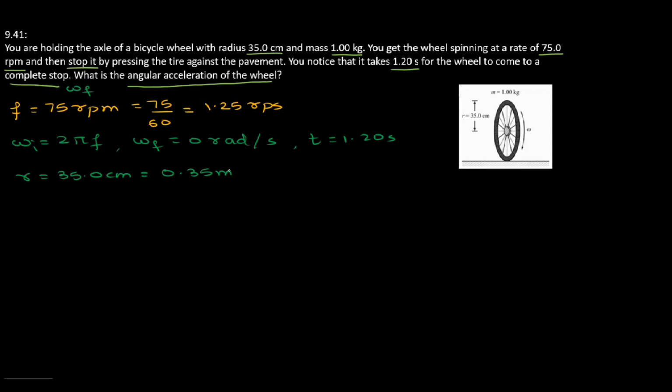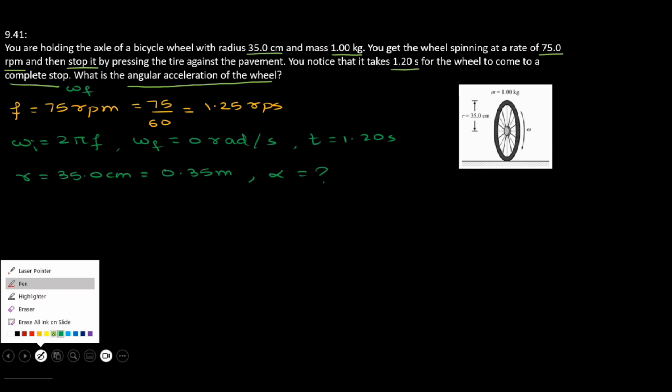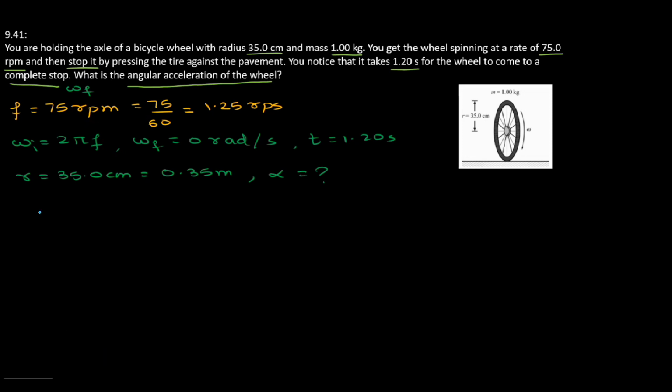Question wants me to find what is the angular acceleration alpha. Now the rule for calculating alpha is angular acceleration alpha is equal to change in angular velocity over the time. Change in angular velocity can be written as final angular velocity minus initial angular velocity over the time taken. My final value is 0. Initial you can get by multiplying 2 pi with the frequency f over the time interval.